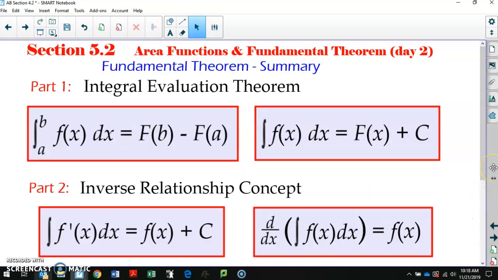So in summary, there are two parts to the fundamental theorem of calculus. Part one is called the integral evaluation theorem. Basically says that you can do any integral if you can find the antiderivative. Sometimes easier said than done, but it's something that we can work on for sure moving forward. Part two tells us that derivatives and integrals are inverses of one another and they undo each other. It's just a matter then of figuring out when we have the plus c and when we don't.